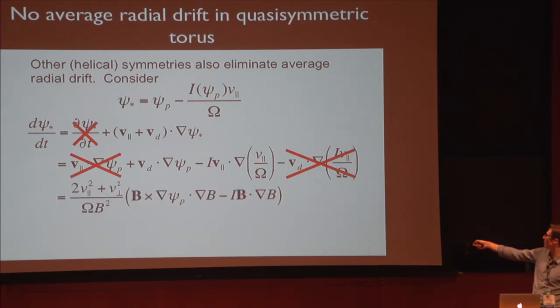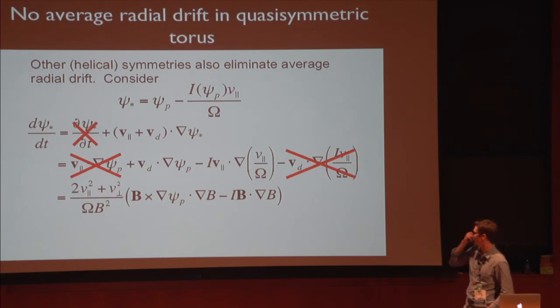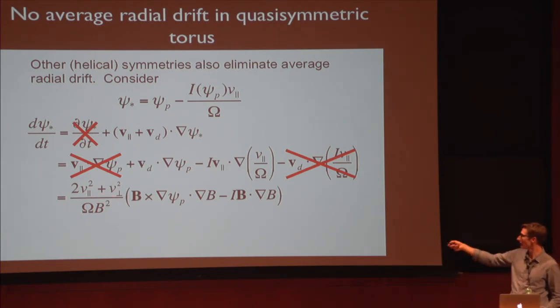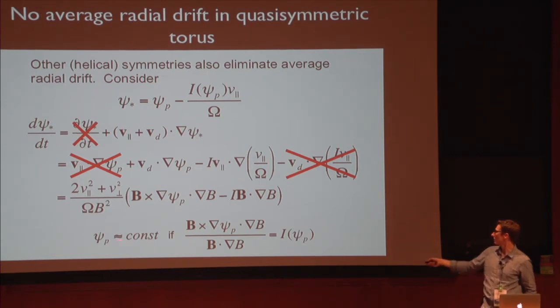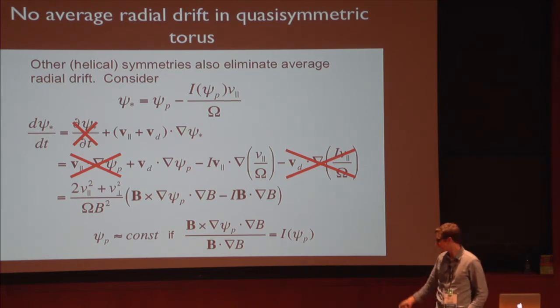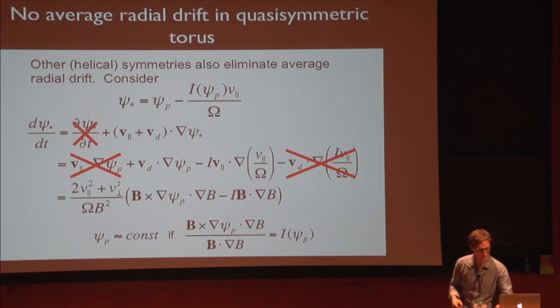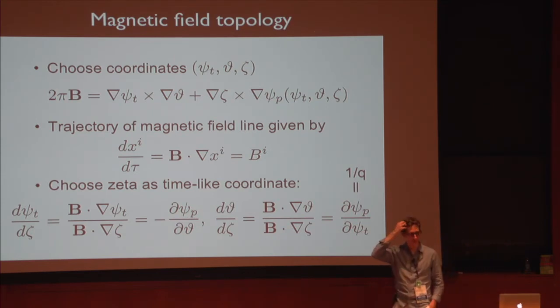I'm not going to go through all the algebra, but you can use various vector identities to write these terms in a very simple form. You can factor out this common term here. And so this will vanish as long as what's inside the brackets vanishes. Therefore, this toroidal flux is going to be a constant if your magnetic field satisfies this property, okay? This property turns out to mean that you have a symmetry in the problem, a helical symmetry. So in this case, there's also no average drift of the particles.